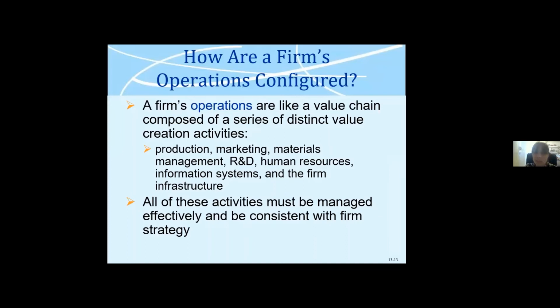Another question or another issue to discuss is how a firm's operations are configured. The operations of a firm can be thought of as a value chain that is composed of a series of distinct activities, such as production, marketing and sales, materials management, R&D, human resources, information systems, and firm infrastructure.